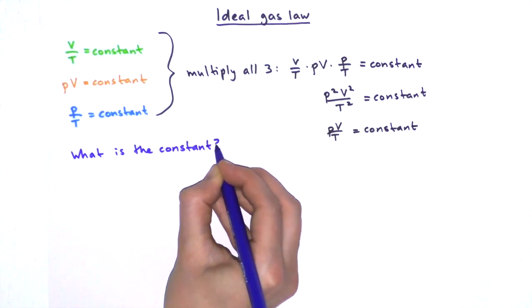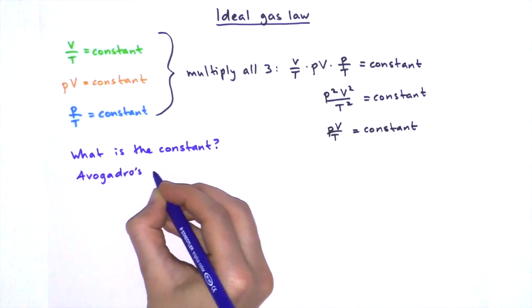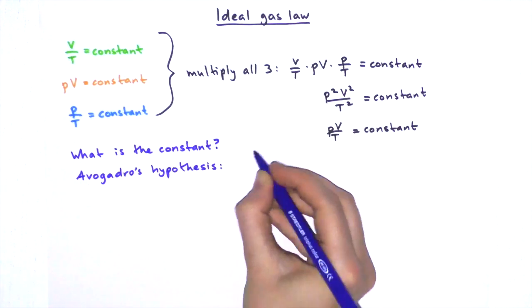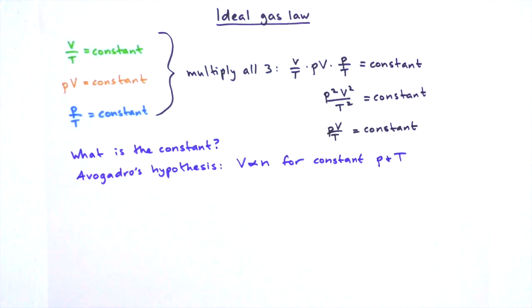So what is this constant then? Well, Avogadro had a hypothesis, which was that the volume of a gas is proportional to how many moles of the gas, or how many molecules of the gas there are, if we're keeping the pressure and the temperature constant. So that kind of makes sense, because if we have more gas, they're going to want more space in order to keep the same distance between them.